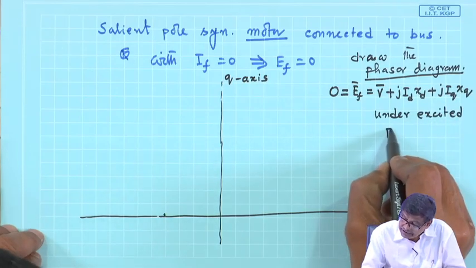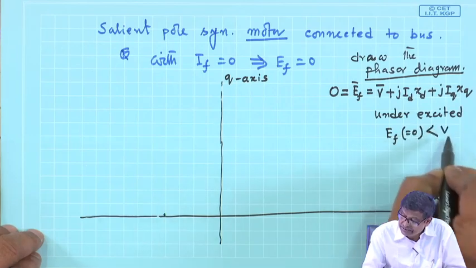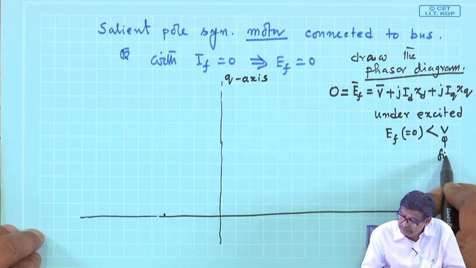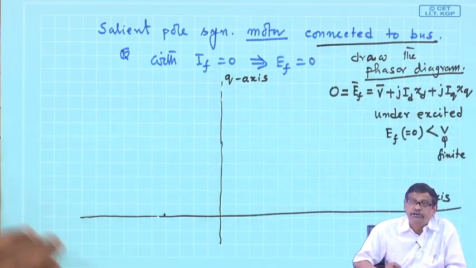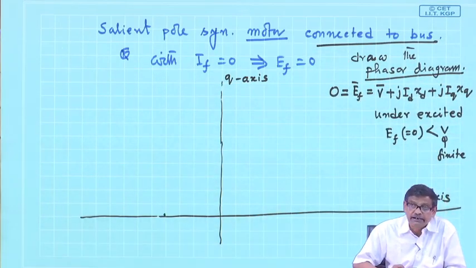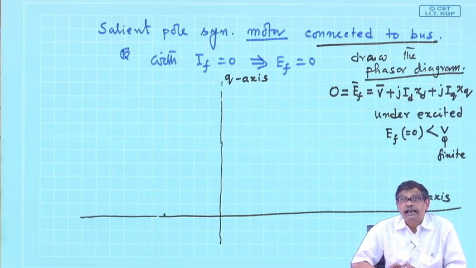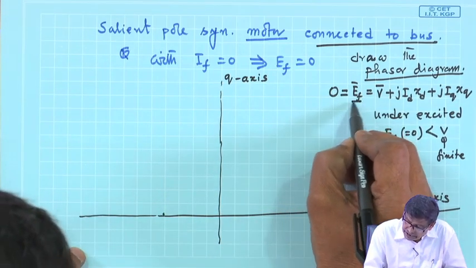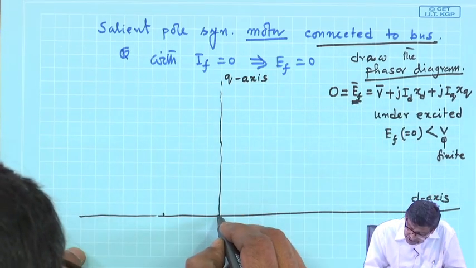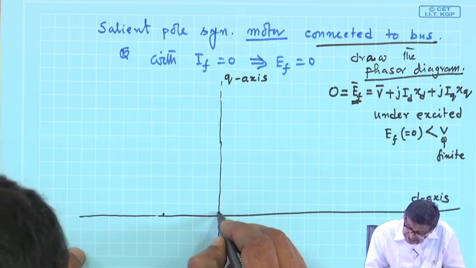Why? Because Ef, which is equal to 0, is less than V, and V is finite. Connected to bus, it has got a definite voltage. So, it must be under excited. If it is under excited, then armature current must lag the voltage. So, Ef is vanishingly small, but along q axis. So, it is here a small length, vanishingly small length like this, Ef.